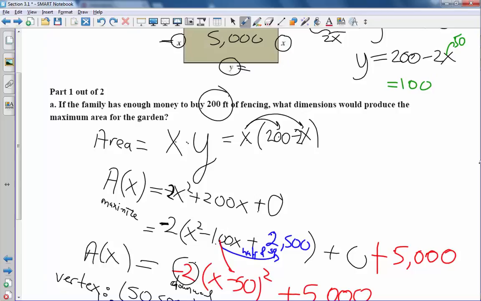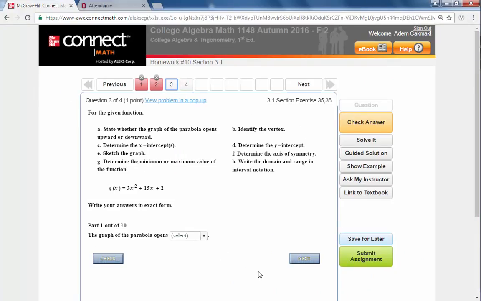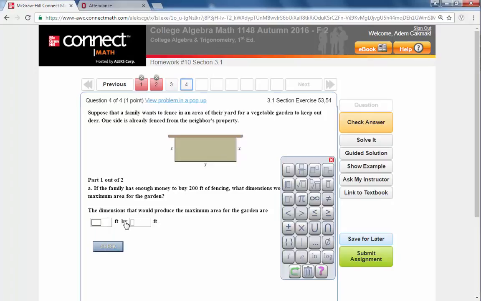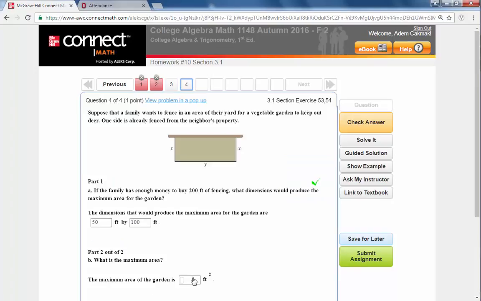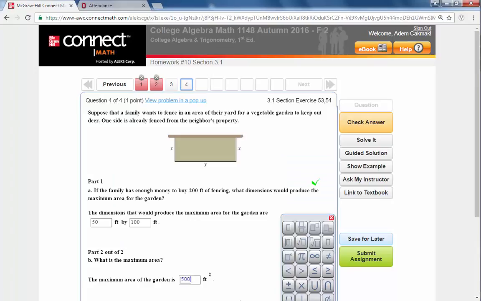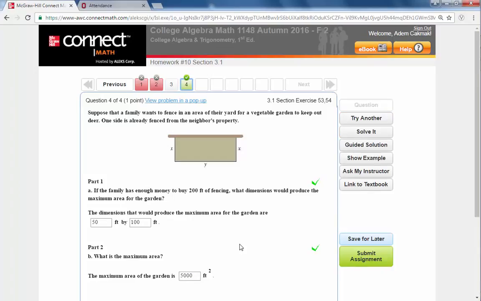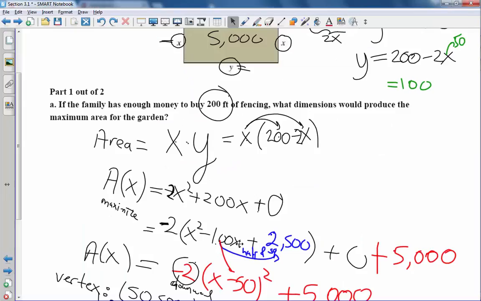Okay? Let's see what is asked. I don't know if all information we found is needed. Yeah, they want width and length. I don't know which one is width, which one is length, so you can put in arbitrary order. 50 by 100, it's fine, and the maximum area is 5,000. Okay? Any questions?